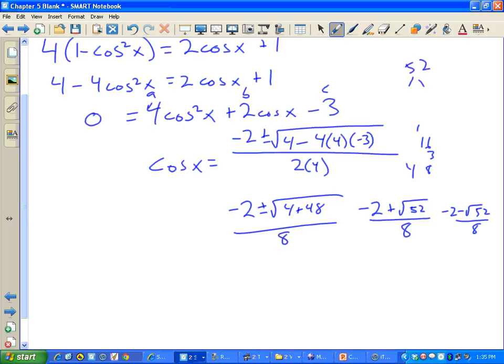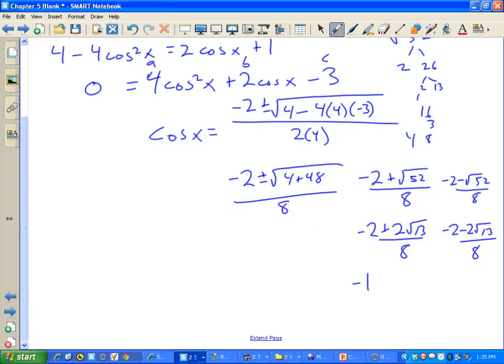52 breaks down into, let's see, 2 times 26, which is 2 times 2 times 13. So this is negative 2 plus 2 square root of 13 over 8, and negative 2 minus 2 square root of 13 over 8. I can reduce all these by 2. So I get negative 1 plus the square root of 13 over 4, and negative 1 minus the square root of 13 over 4, not 8. So these are my two answers.